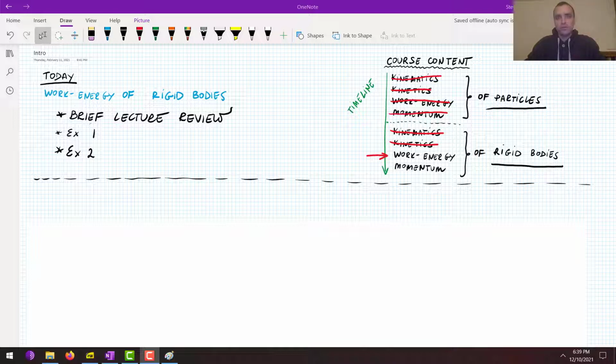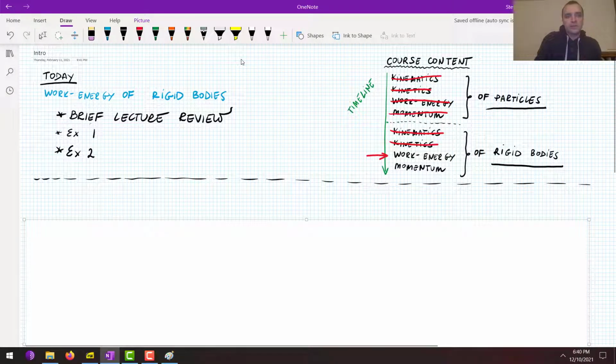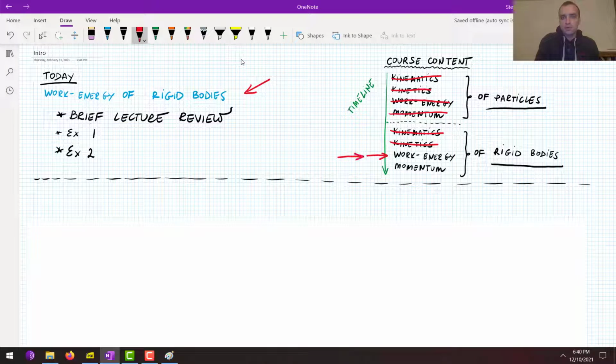Today we will start a new topic, namely work energy of rigid bodies. If you would like to place this topic on our timeline, it's here. As you can see, we are almost there. So the plan for today is the following: we are just going to do a brief lecture review and then 2 examples. As usual, without further ado, let's dive straight into our discussion.